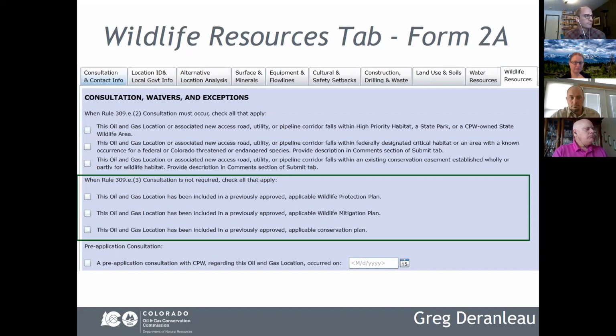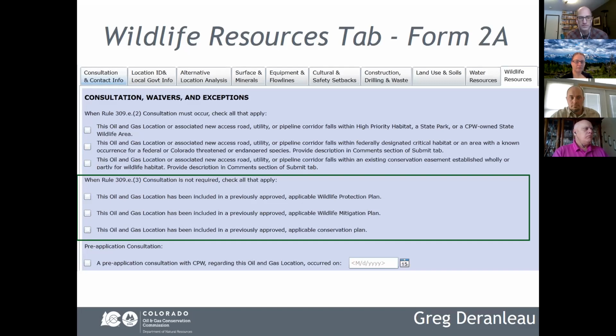Next slide, please, Hannah. And that's just moving down to the next three check boxes. And these are all used to indicate that although the location is within high priority habitat or a setting described in the previous three questions, consultation is not required by rule because the location was already considered through an oil and gas development plan process that included one of the three types of plans that Taylor mentioned to avoid or minimize adverse impacts. So if one of these boxes is checked, we would expect that one or more of the first three check boxes is checked, and we would expect the Form 2A to be a refile or an amendment.